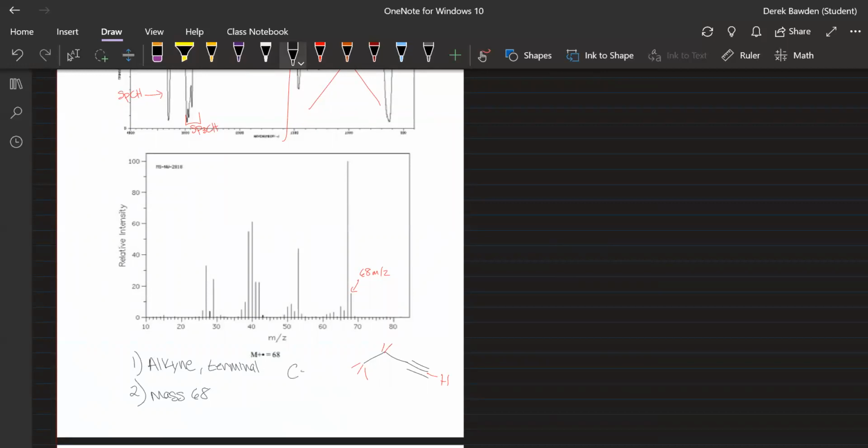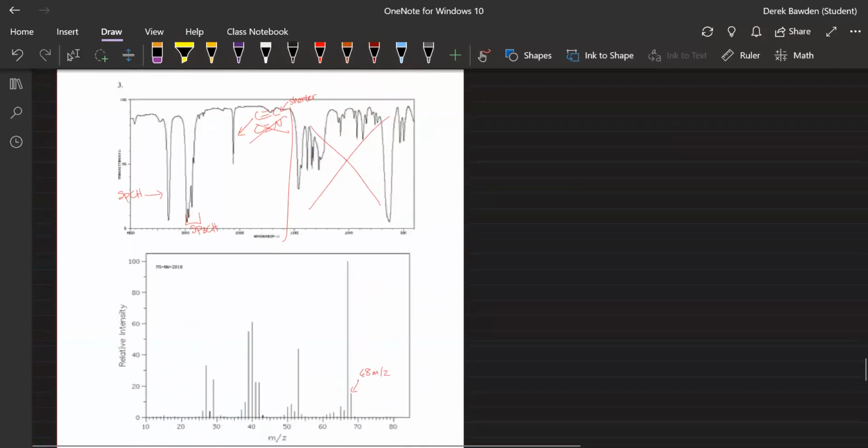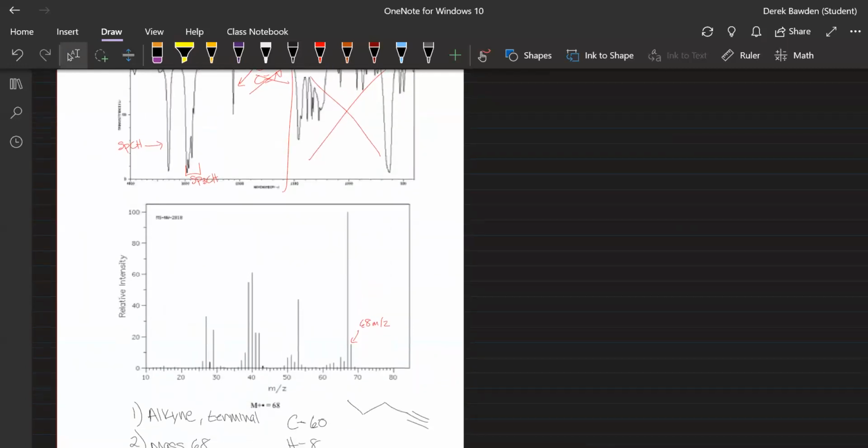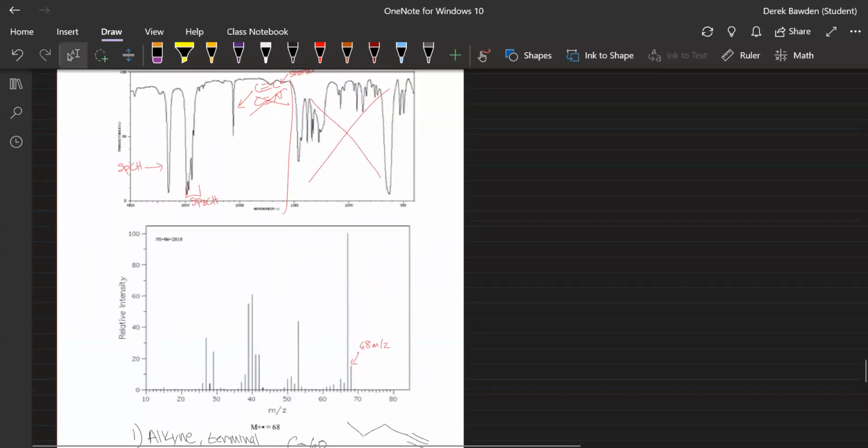So let's go with a 5th carbon. 5 times 12 is 60. And for hydrogens, we're going to add 1 more carbon here, so we'd have 1, 2, 3, 4, 5, 6, 7, 8. So that adds up to our 68. We have our terminal alkyne, so this would be our molecule. Does that make sense to everybody? Cool. So we had no hints there was anything other than carbons and hydrogen. We knew it was terminal because of this big stretch right here.